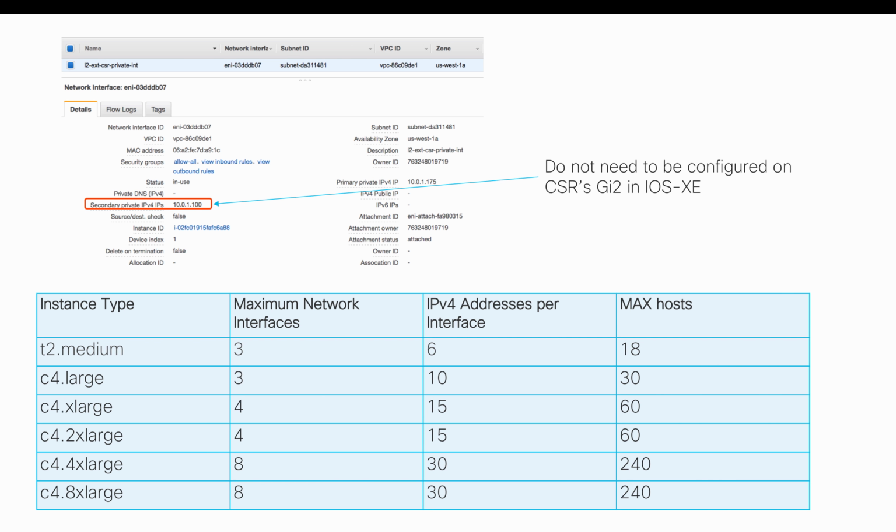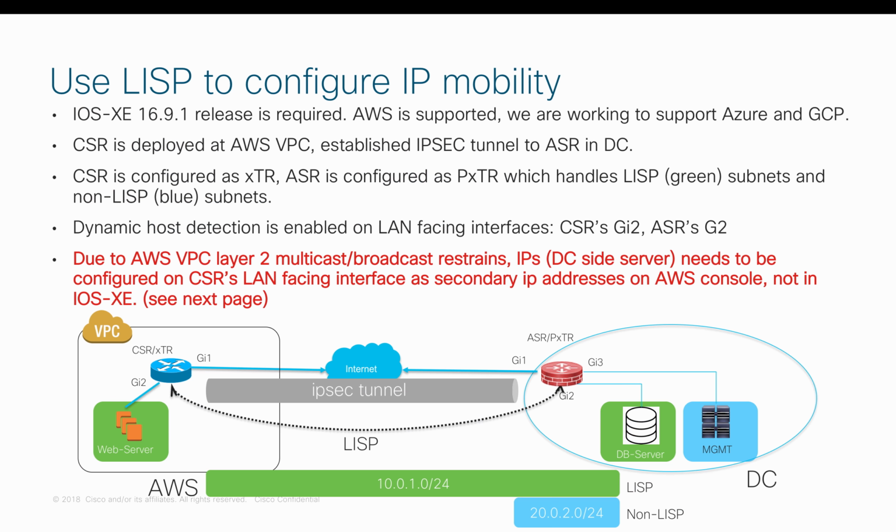So here's what you need to do. You need to go to the Elastic Network interface and configure secondary IP on that Elastic Network interface. And that ENI is the private-facing ENI. So on the right side, if we go back to the previous slide, the database server is 1.100. So what you need to do is configure this 1.100 IP address on the AWS console for that ENI as secondary IP.